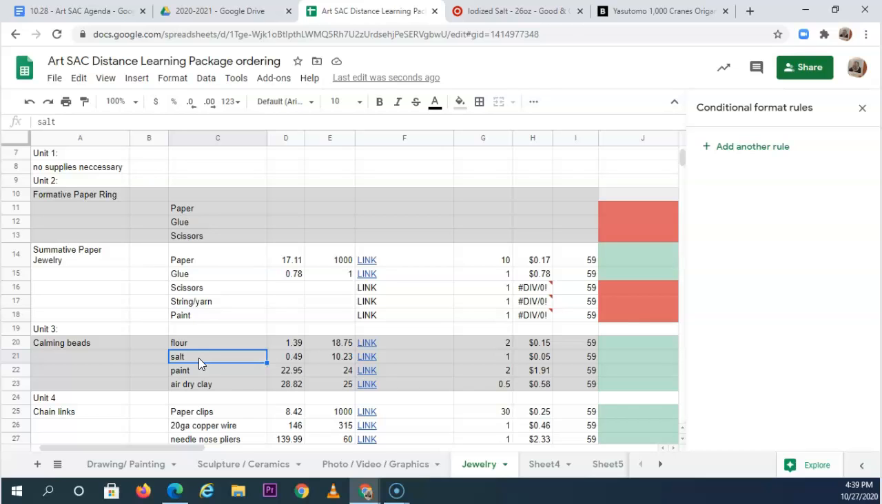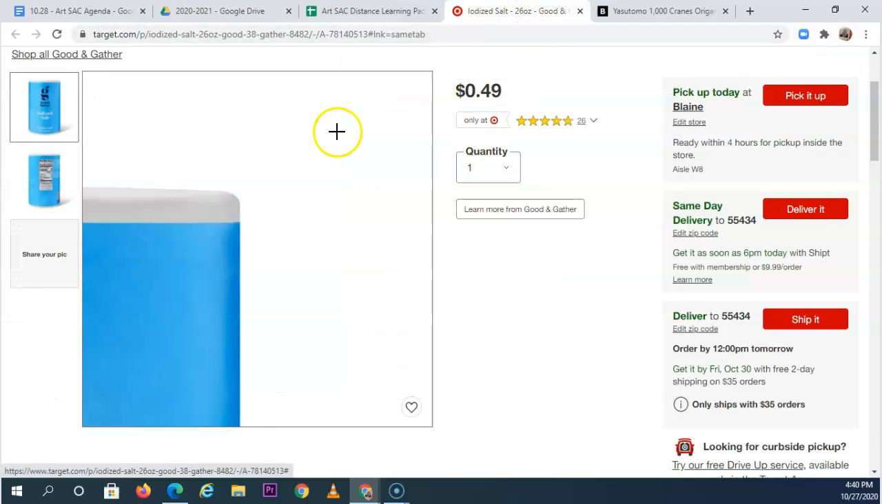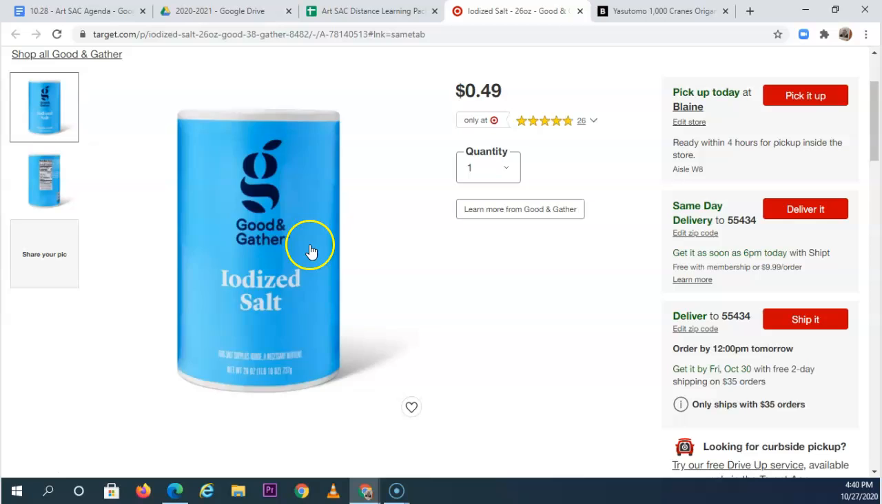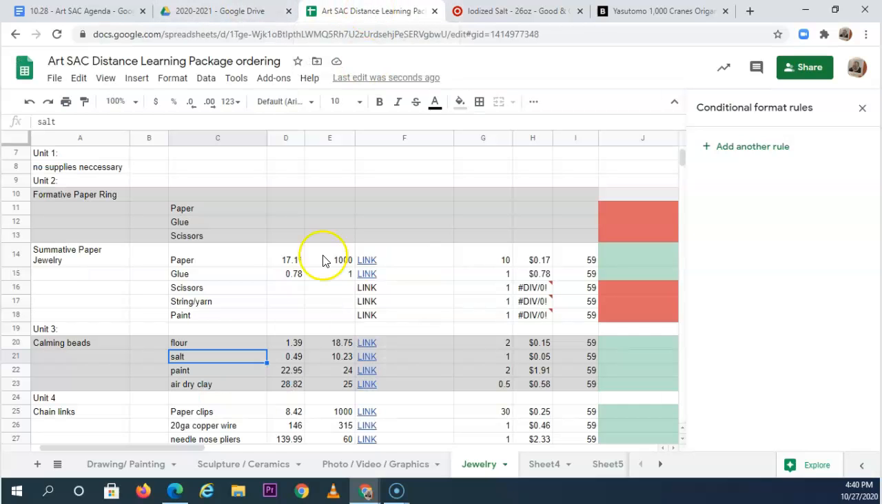Well, how do I do that? How do I figure that out? So it takes a little bit of math, but salt that I'm going to get at Target is 49 cents for a pound of it. Okay, so I type that in, 49 cents.